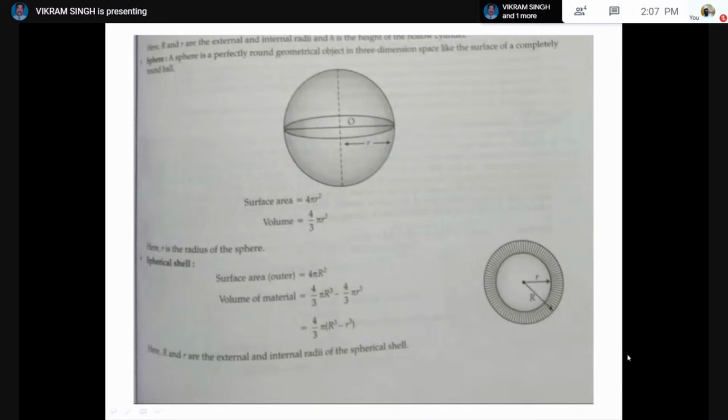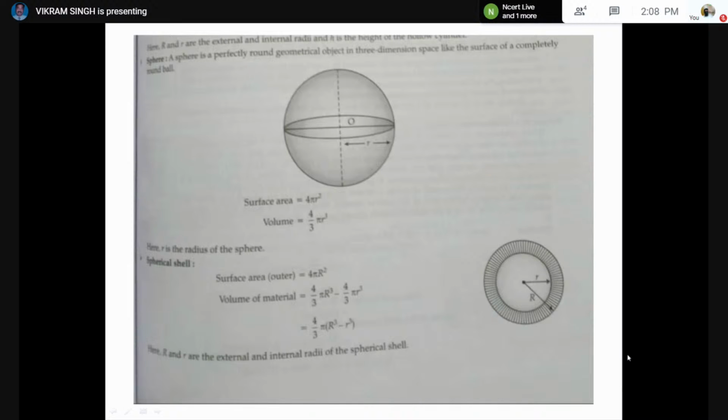Now the next solid we are having today is a sphere. A sphere is a perfectly round geometrical object in three-dimensional space. Examples are the ball, cricket ball, volleyball, or any type of ball. Its volume will be 4 by 3 pi r cube, where r is the radius of the sphere.